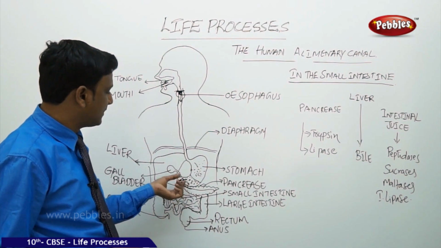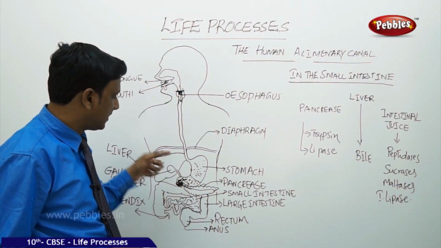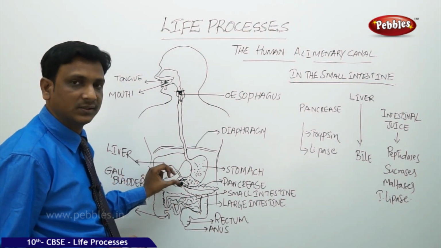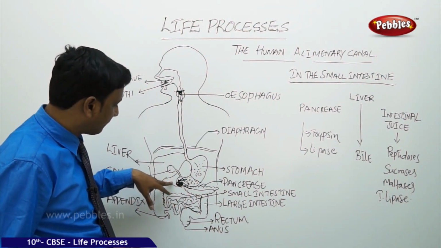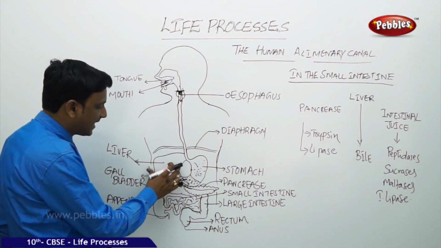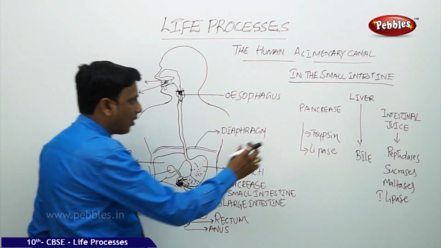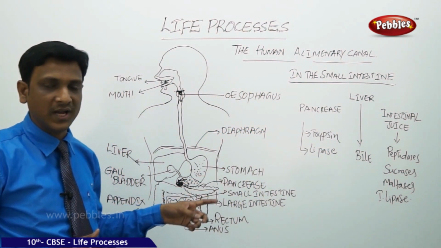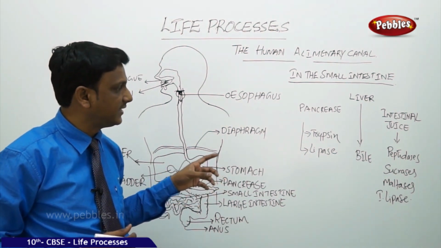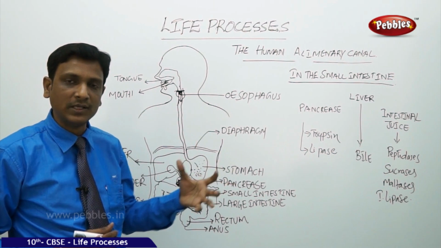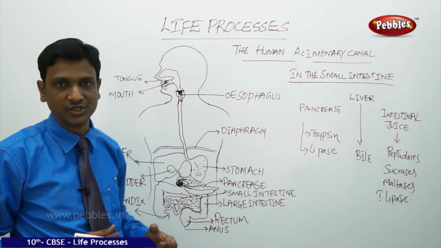The food which is made into fine paste called chyme is sent into this small intestine through this sphincter. At the point where the stomach is attached to the small intestine, we can see some glands attached to the alimentary canal. One is the liver and the other is the pancreas. These two glands, liver and pancreas, secrete their secretions into the small intestine. These secretions also help in the chemical part of digestion.